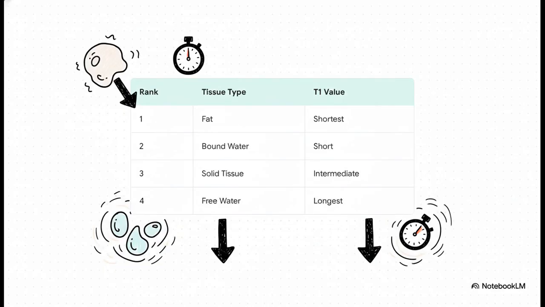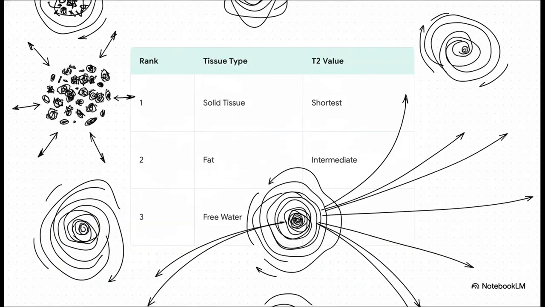All right, let's do a quick recap for T1. Who's fastest to relax? Fat. It has the shortest T1 because it's right in that motional sweet spot. And who's the slowest? Free water. It's tumbling way too fast, so it's the very last to recover, giving it the longest T1. And now for T2. It's almost the mirror image, isn't it? Solid tissues, with those strong, static local fields, dephase the fastest. They have the shortest T2. And free water, with its rapidly averaging fields, holds onto its phase the longest. It has the longest T2.